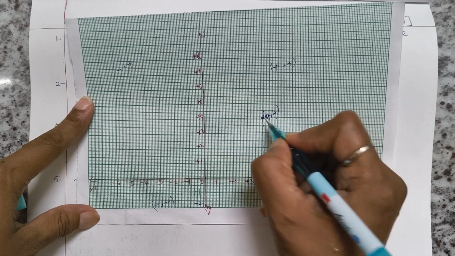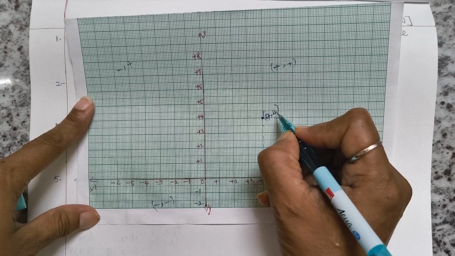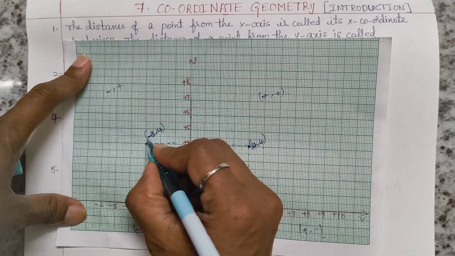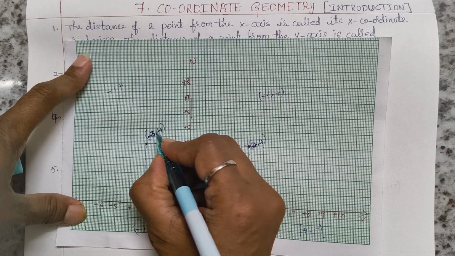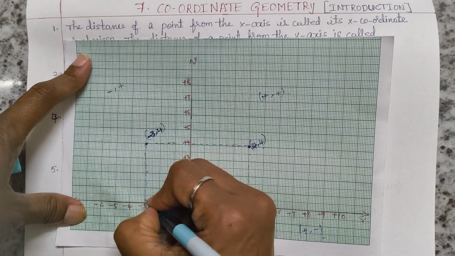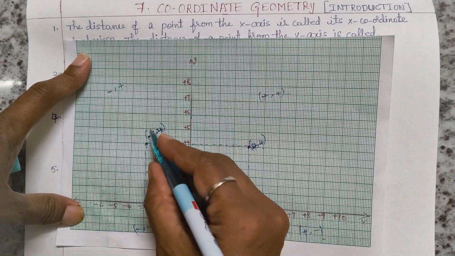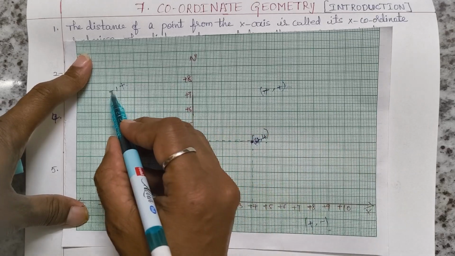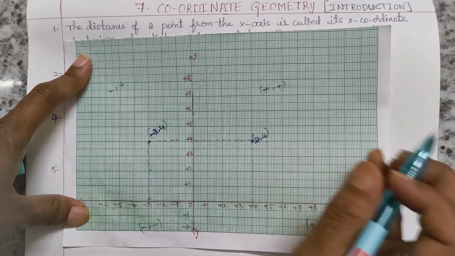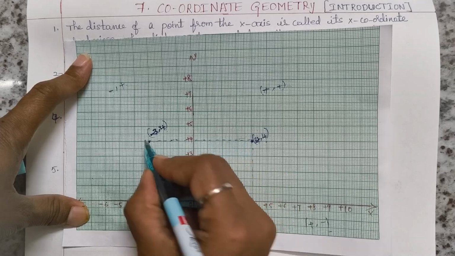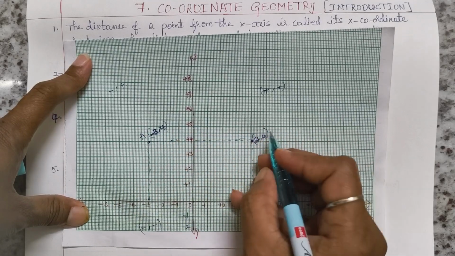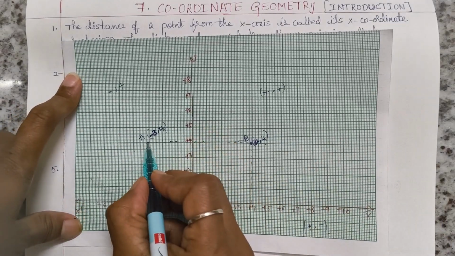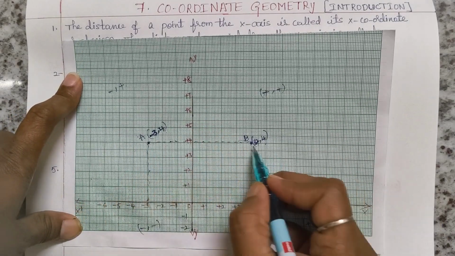The x coordinate is called abscissa. The y coordinate is called ordinate. Here I am taking one more data: (-3, 4). See here, the x coordinate is -3, and the y coordinate is 4. See here, I also said this side both will be plus sign, here minus and plus will come. In this 10th standard, this coordinate I am naming A, and this coordinate I am naming B.